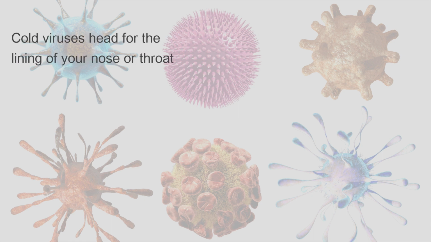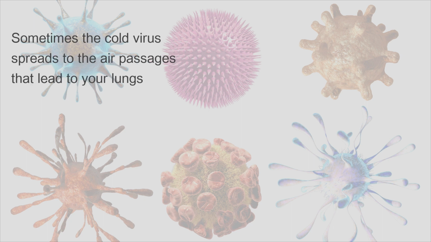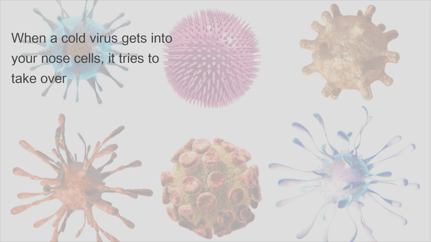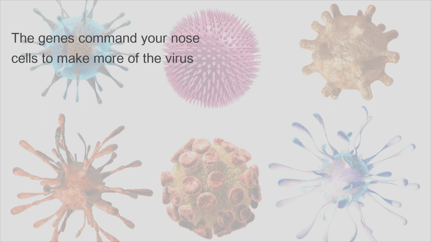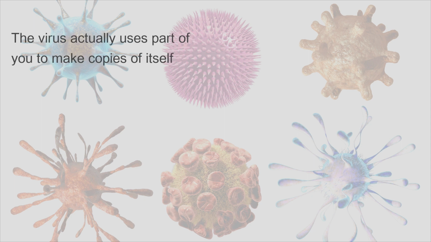Cold viruses head for the lining of your nose or throat. Sometimes the cold virus spreads to the air passages that lead to your lungs. When a cold virus gets into your nose cells, it tries to take over. First, it takes off its protein coat. Next, it lets its genes go free. The genes command your nose cells to make more of the virus. The virus actually uses part of you to make copies of itself.